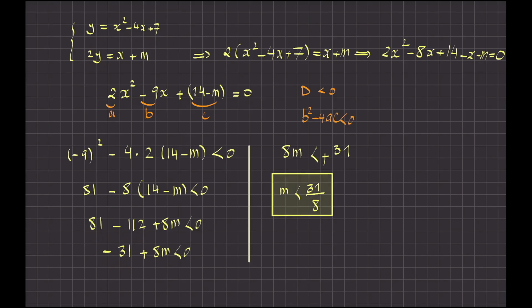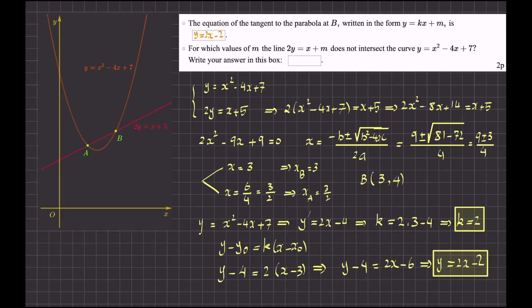Okay, so m should be less than 31 over 8. Of course, if you want, you can put it in decimal points because this is an exact value, but m less than 31 over 8 is the acceptable answer. So what I will just type here, m is less than 31 over 8. And that is the answer to this problem.